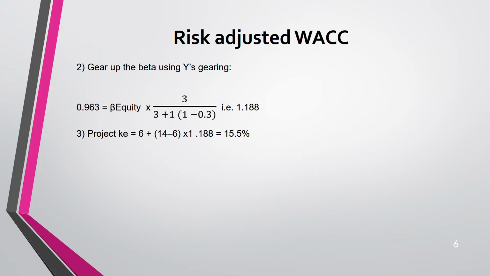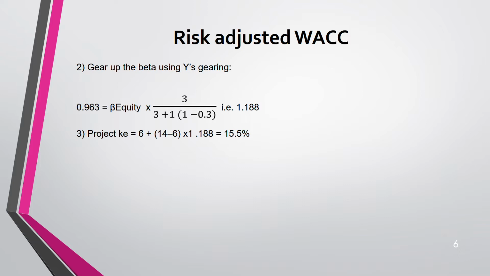Now using this equity beta, third step, put it in your capital asset pricing model. Multiply it with 14 minus 6. 14 is your RM, risk free is 6%, and plus risk free which is 6%, which gives 15.5%.